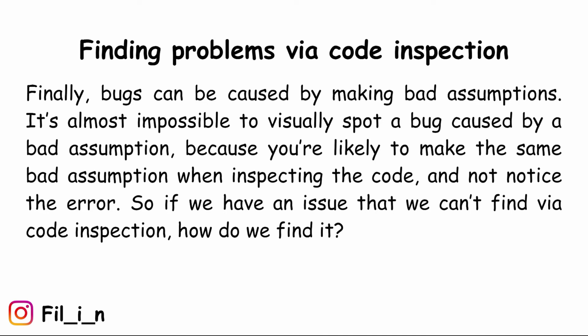Finally, bugs can be caused by making bad assumptions. It's almost impossible to visually spot a bug caused by a bad assumption, because you're likely to make the same bad assumption when inspecting the code, and not notice the error. So if we have an issue that we can't find via code inspection, how do we find it?